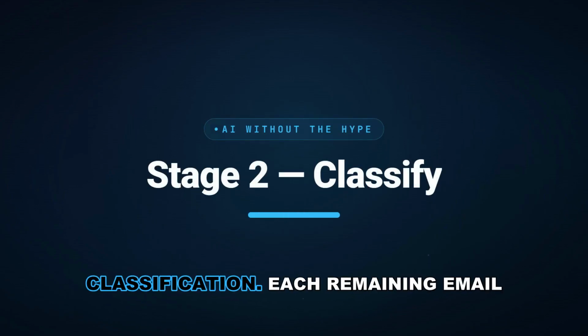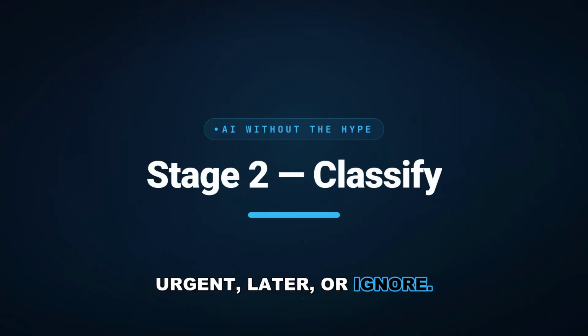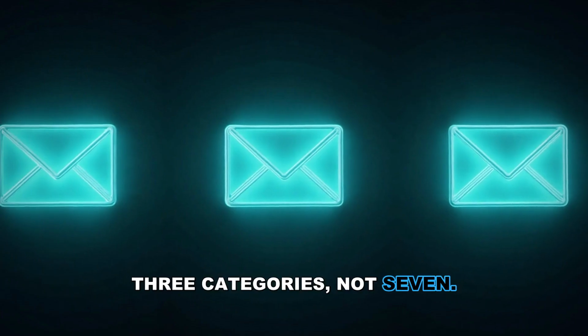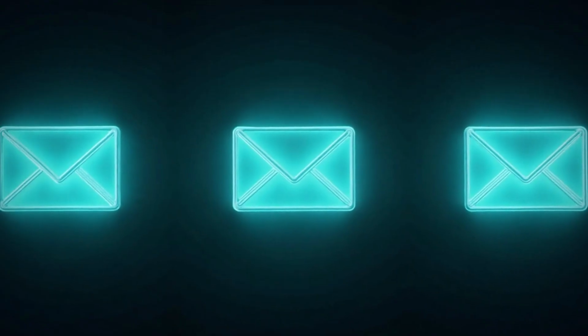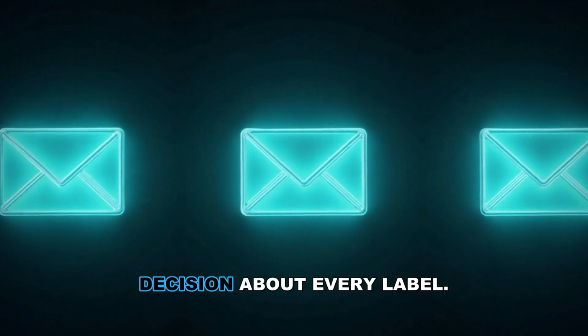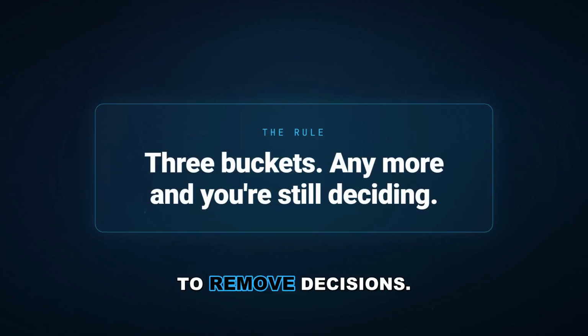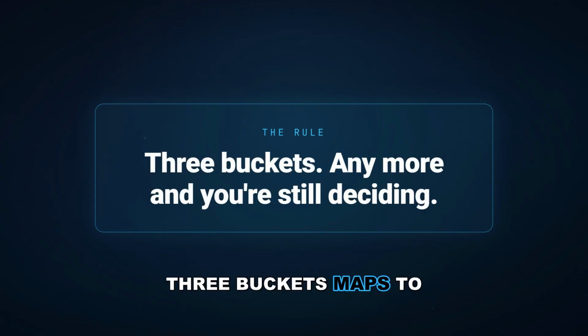Stage 2, classification. Each remaining email goes to an AI node with one instruction. Read this and return exactly 1 word: urgent, later, or ignore. 3 categories, not 7. I started with 7: client, prospect, invoice, personal, admin, newsletter, other. And it was useless because I still had to make a decision about every label. The point isn't to describe your email, it's to remove decisions. 3 buckets maps to 3 behaviors. Deal with it now, deal with it later, never think about it.